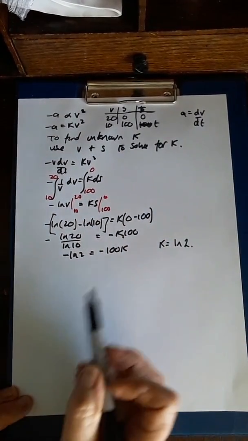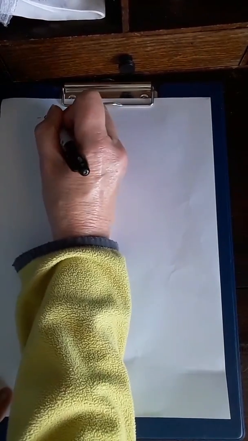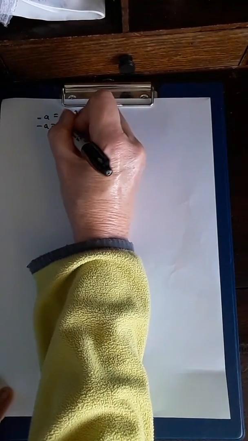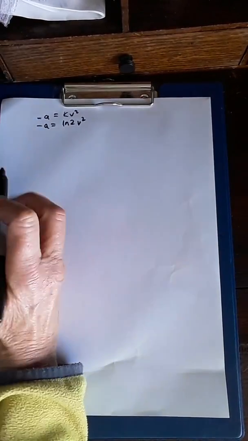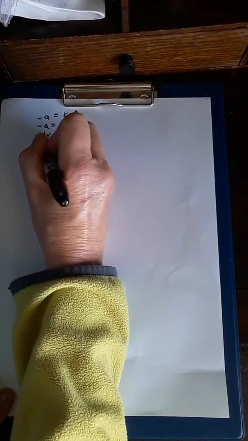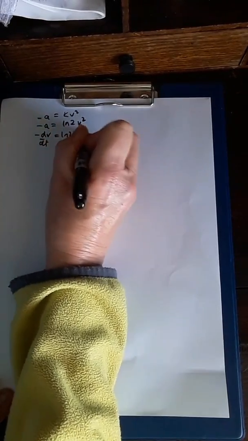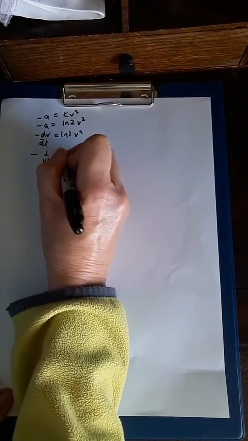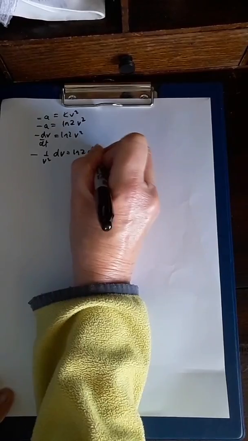So I'm now going to go back to the problem, which is to find t. We know that k is equal to the ln of 2. So I'm going back to the original equation now. Minus a is equal to kv squared. I know what k is. This is minus a is equal to the ln of 2 by v squared. Now, because I'm looking for time this time, I'm going to change this to minus dv dt is equal to the ln of 2 times v squared. I'm going to separate the variables. This will become minus 1 over v squared dv is equal to the ln of 2 dt.